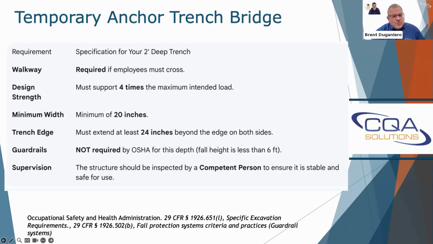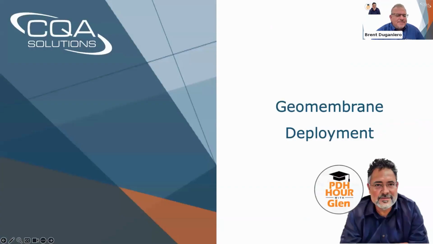Guardrails, because a typical anchor trench is maybe 2 feet deep. Guardrails are not required unless it's 6 feet deep. You should always have your temporary bridges inspected by a competent person. And another thing that's not listed here that I would say is important to consider is the surface of the bridge. We want to make sure that it's not slippery.